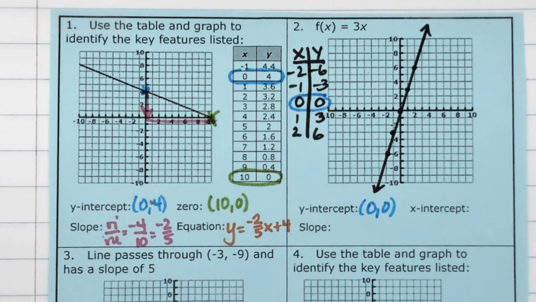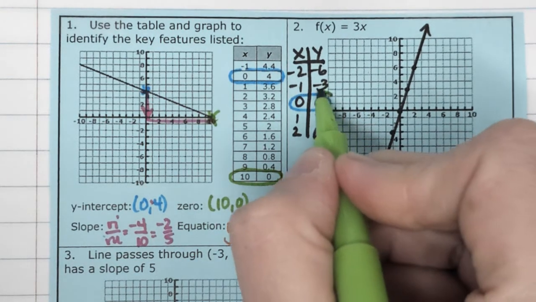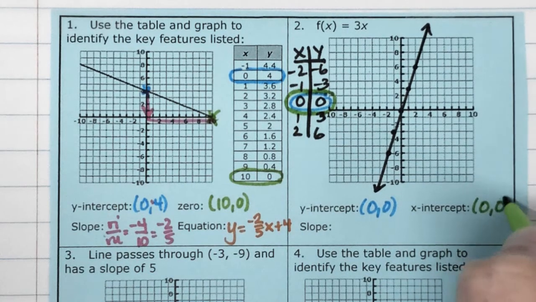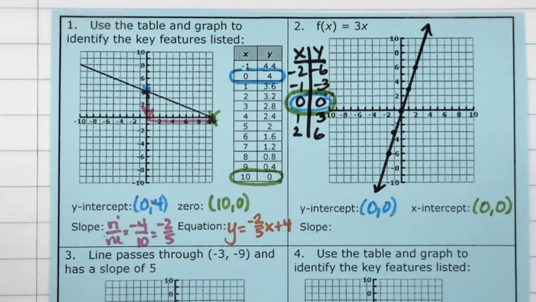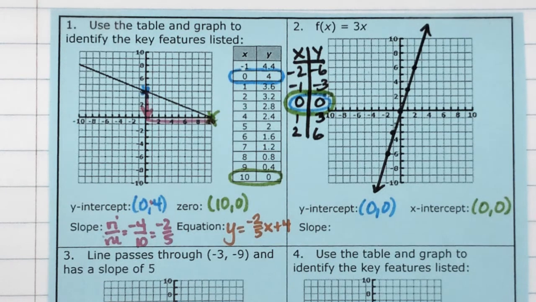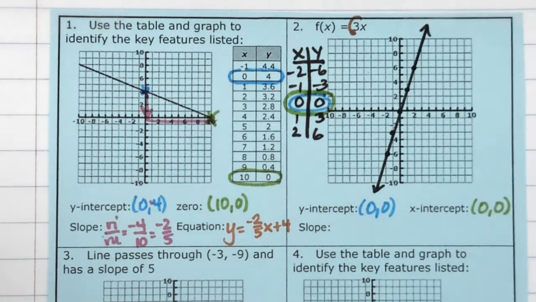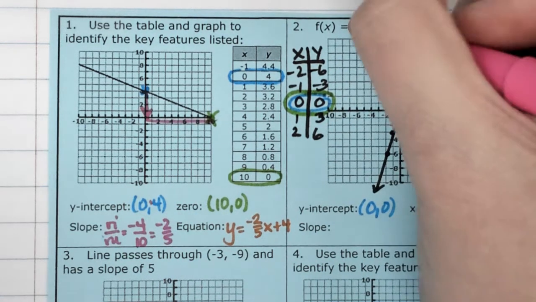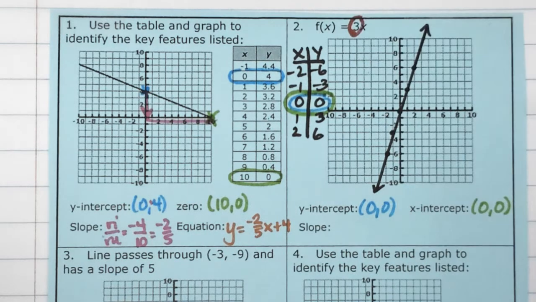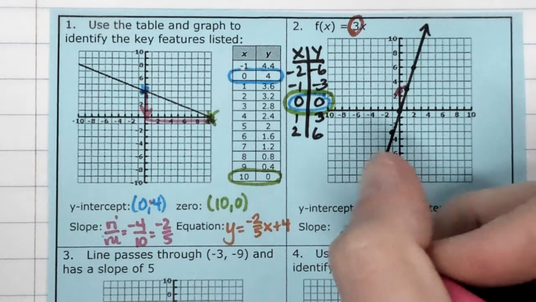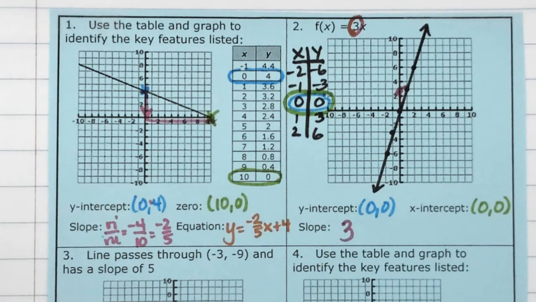If I want my x-intercept, I want the row that ends in 0. Well, hey, look at that. There's my x-intercept. They're the same. So whenever we have a proportional relationship, our x-intercept and our y-intercept are both 0. Now, they gave me the slope right here. It's whatever's in front of the x. I can also see my rise and run of 3. Okay? Again, that one was pretty easy.